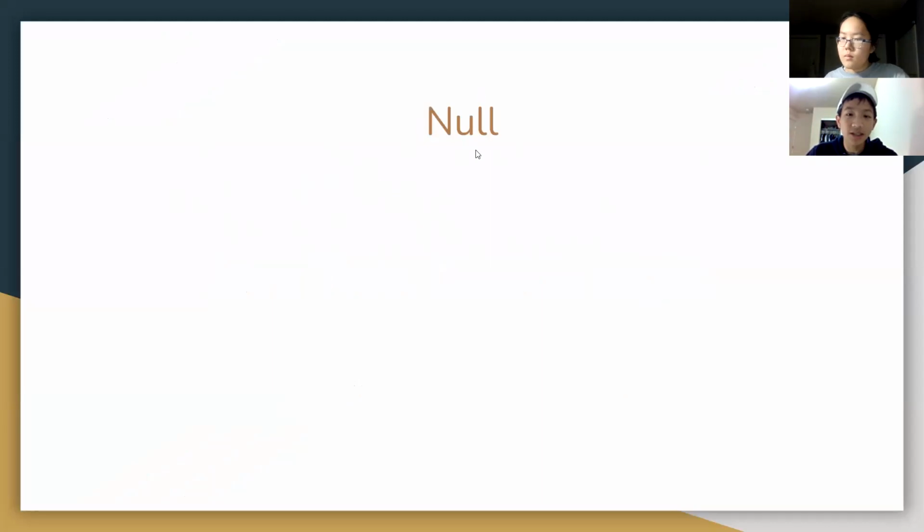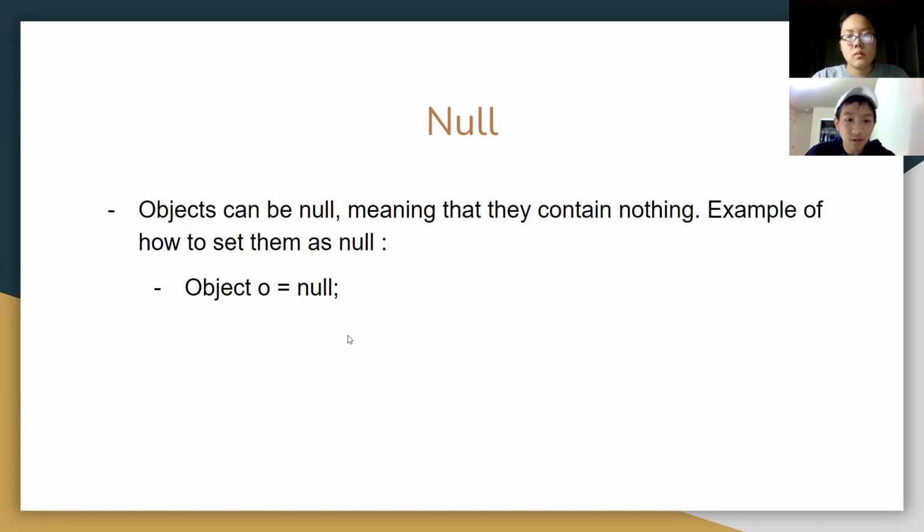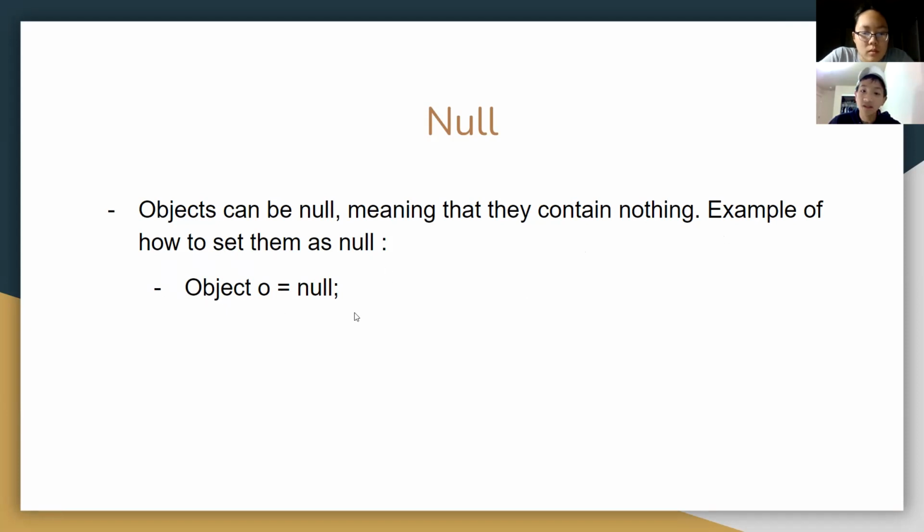All right. So the first thing is the concept of null. Objects can be null, and basically what null means is that they contain nothing. It's different from zero, which is still a number, but null just means it's blank. There's just nothing inside of it. An example of how to set them as null is like this. You just put whatever object you want to set to null. In this case, we're creating an object called O of the object class, and we're going to set it equal to null. And O just has nothing inside of it.